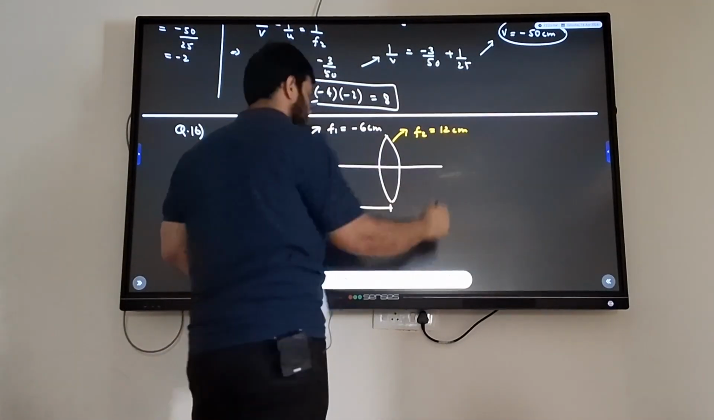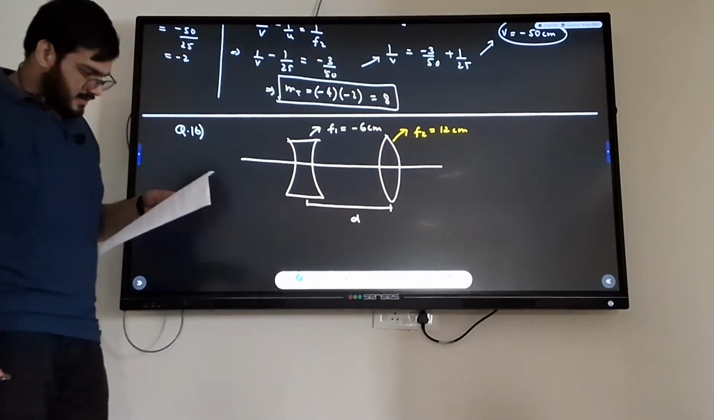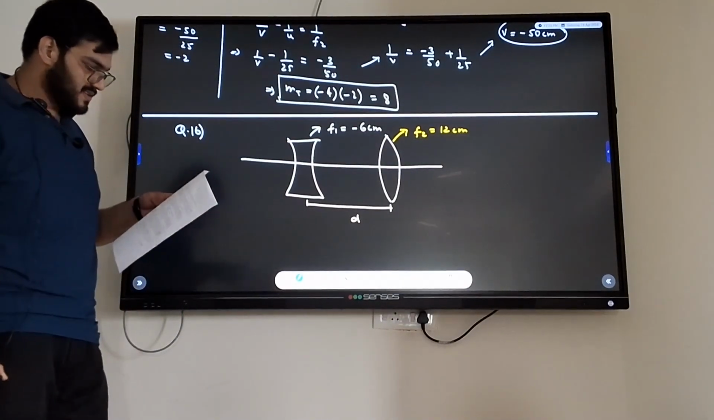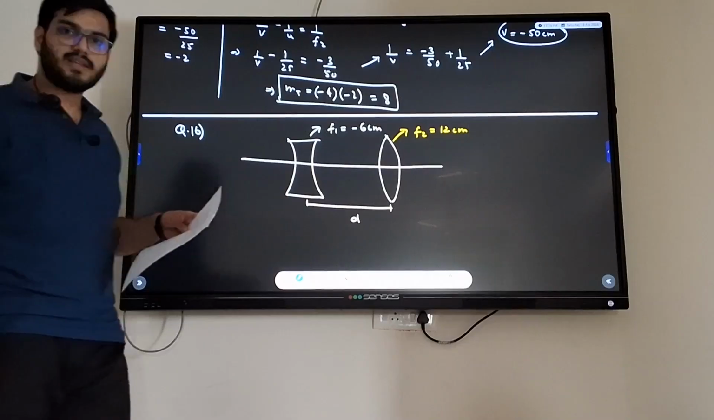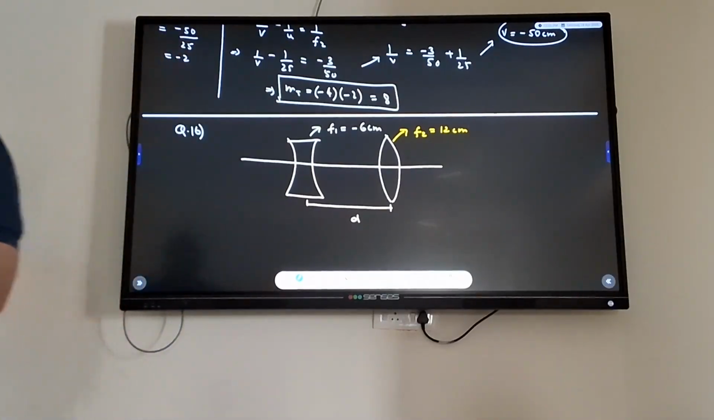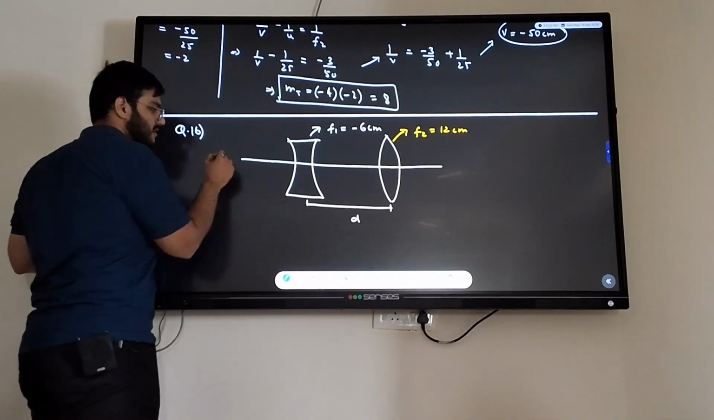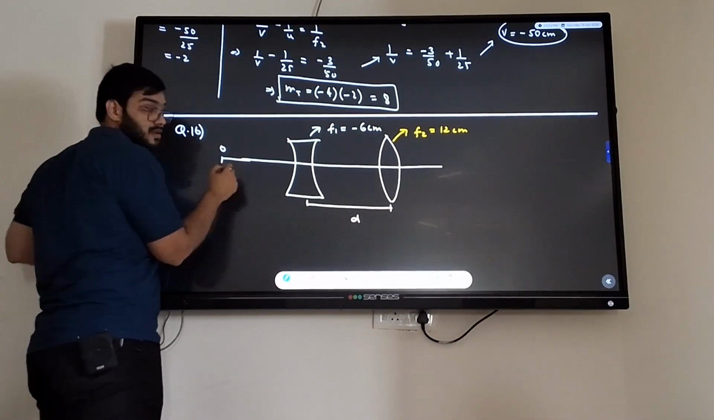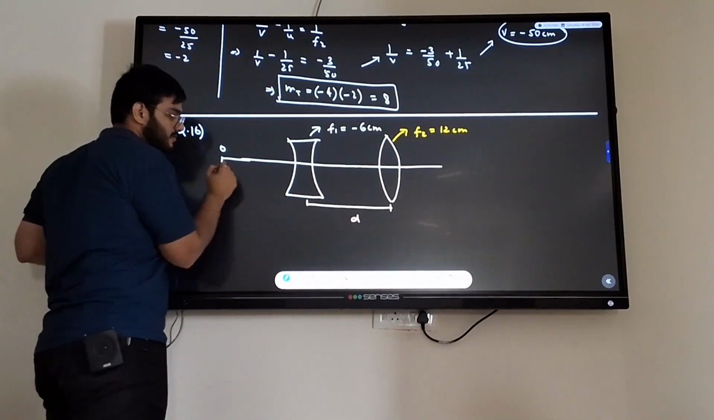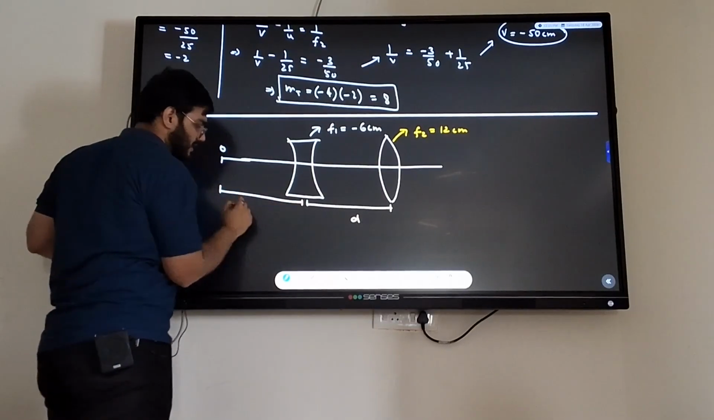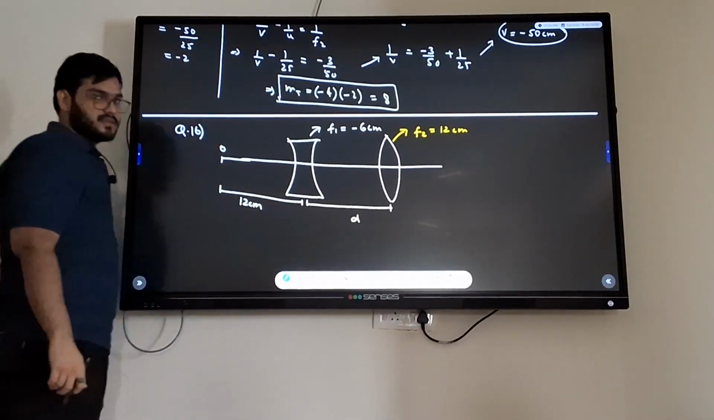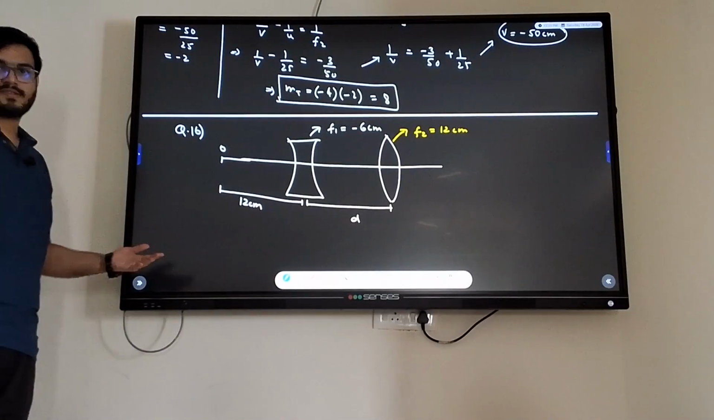12 centimeters. Yes. Find the distance d such that the final image is at infinity. So the condition is you have to find this distance d such that... where is the object placed, by the way? 12 centimeters to the left. Then it's the same procedure as always.